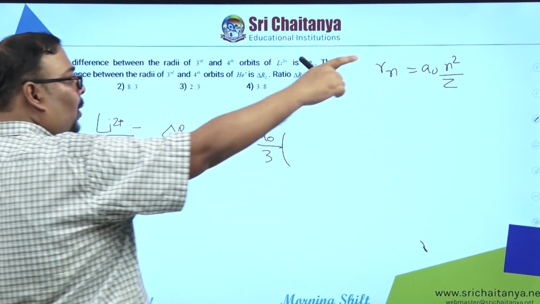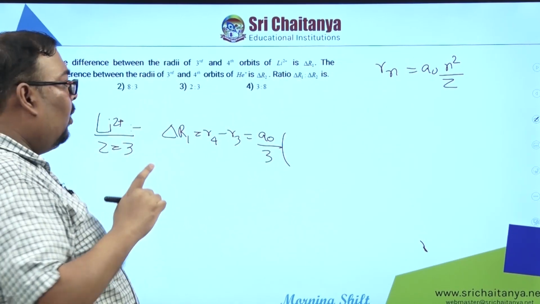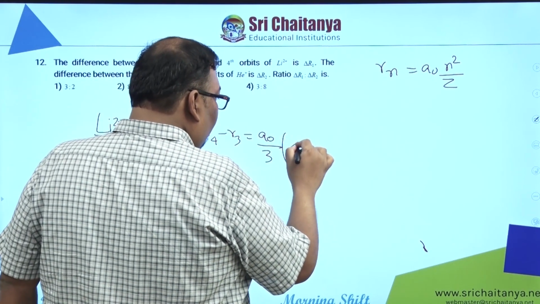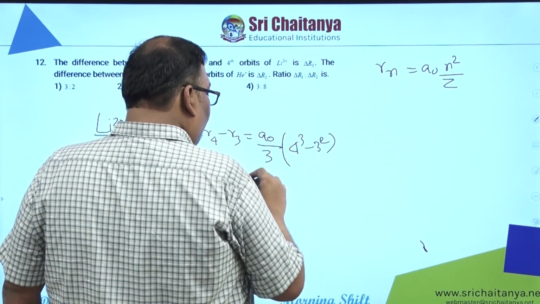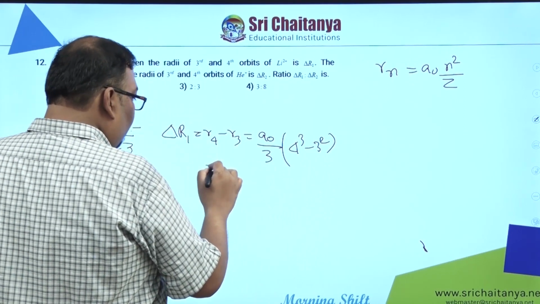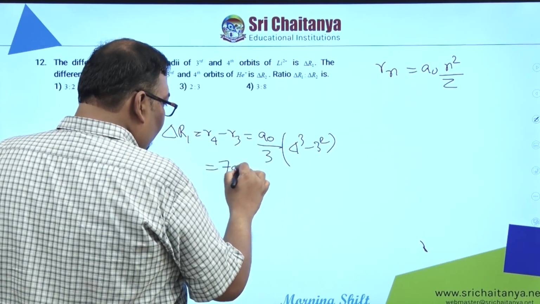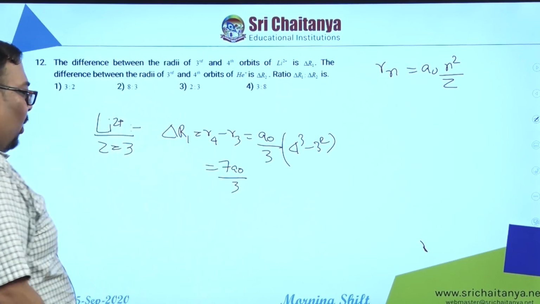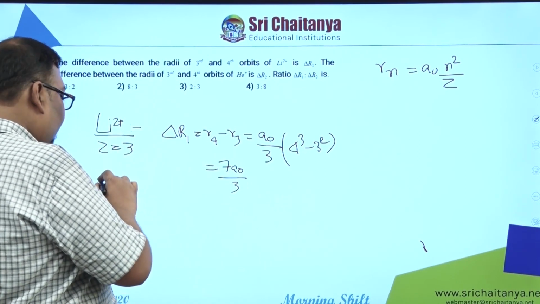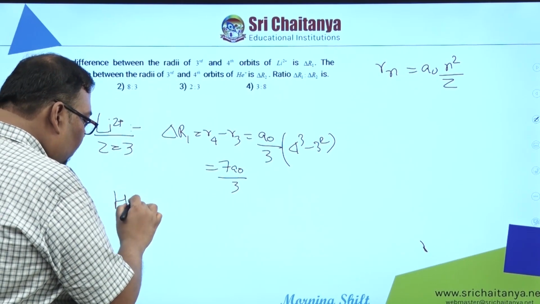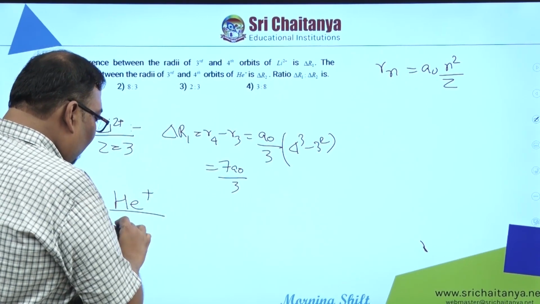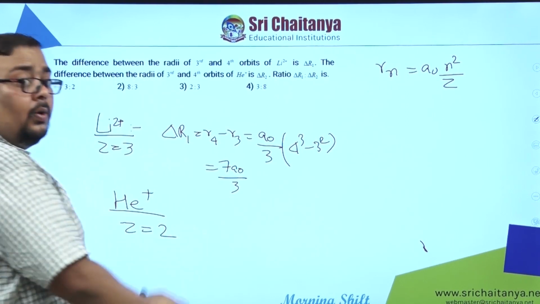R4 will be n is equal to 4. This means it will be 4 square minus 3 square. Okay, so that will be equal to 7 A naught by 3. When I am talking about Li2 plus, He plus, for He plus, the value of Z will be equal to 2.